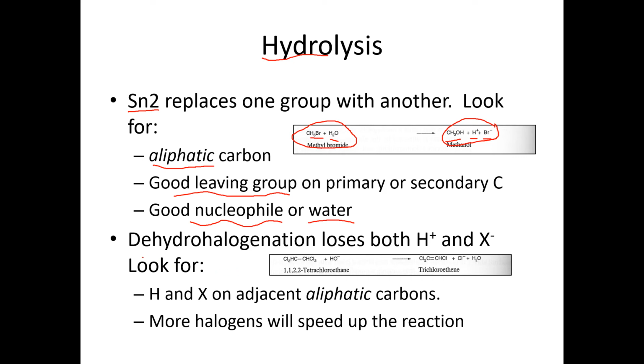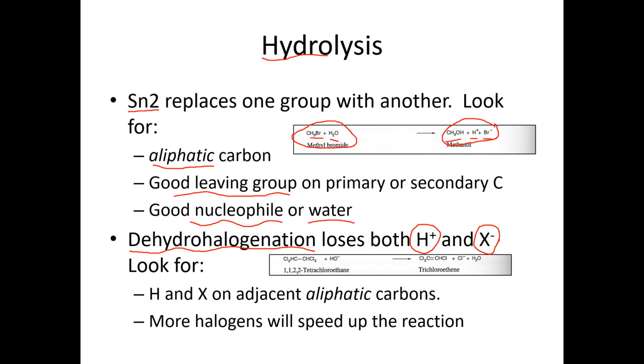The other hydrolysis reaction that we talked about a lot was dehydrohalogenation, right? So dehydro, the D means you're losing, hydro means you're losing a hydrogen, and halogen means you're losing a halogen. So you're losing both a hydrogen and a halogen. And the hydrogen is leaving as a proton, H plus, and the halogen is leaving as a halide, X minus, and so there's no net charge. You add those two together.